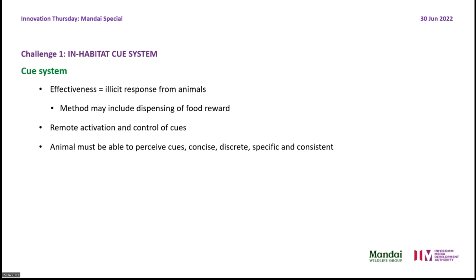And of course, the animals must be able to perceive the cues. It needs to elicit a behavior and the animals need to understand the cues. The cues need to be concise in a certain way because we don't want them to be mixed up.